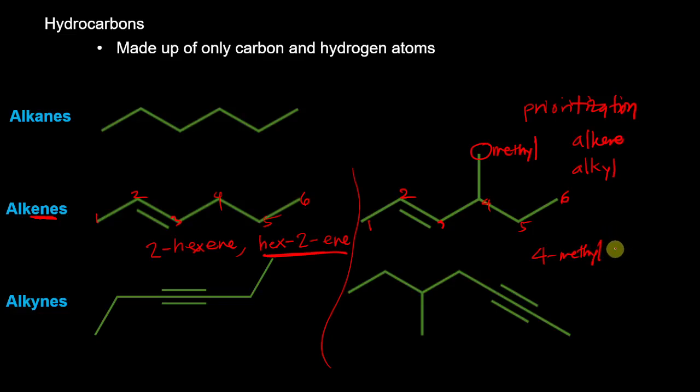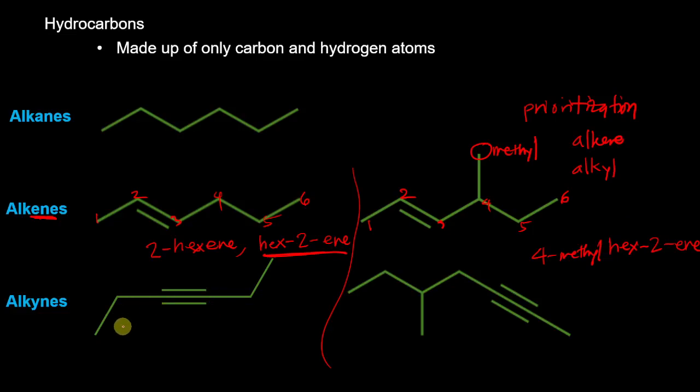And then we have the compound. We have our parent chain over here. We have hex. Then we have here 2. Then double bond. This one is an alkene. So this one will be named as 4-methylhex-2-ene.